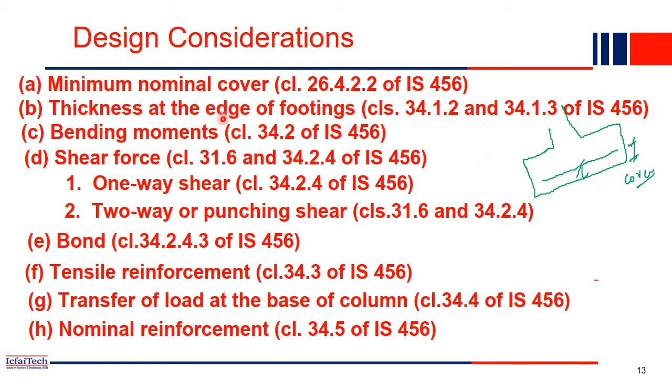Now the next thing is the thickness at the edge of the footing. This is the edge of the footing, and how much spacing we have to keep here, you will get in clause number 34.1.2 of IS 456. The minimum thickness at the edge of the footing, for reinforced concrete footing on soil, shall be at least 150 as per IS 456. Minimum 150 we have to provide this gap. On piles, at least 300 above the top of the pile footing, as per IS 456. Okay, now you understand this one.